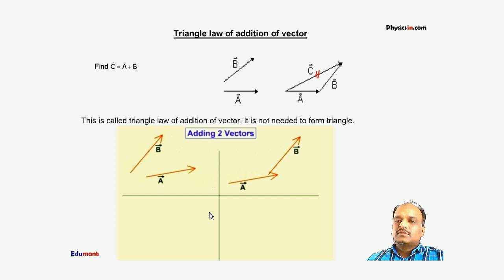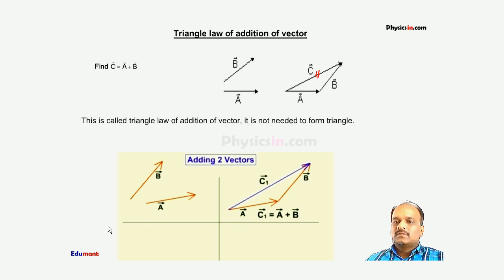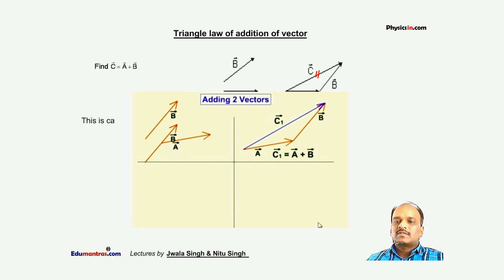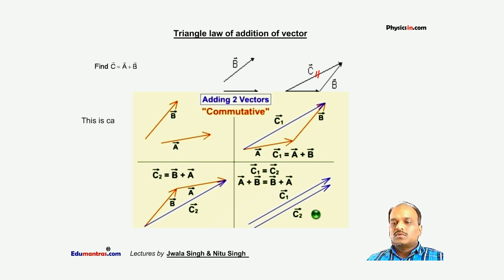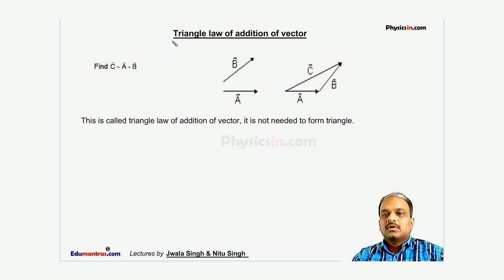This is vector A, this is vector B. This can also be done as: this is vector B, this is vector A, and this is vector C. If you see this C1 and this C2, these two are actually the same. So A plus B is also equal to B plus A. And after the addition law, we will discuss how to subtract two vectors.